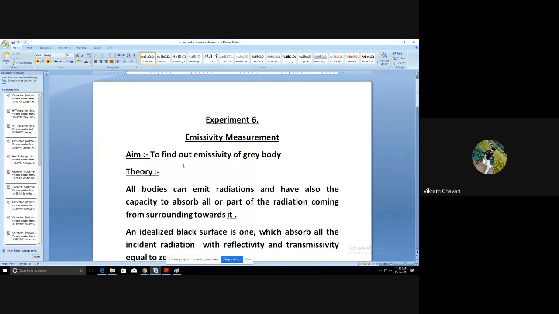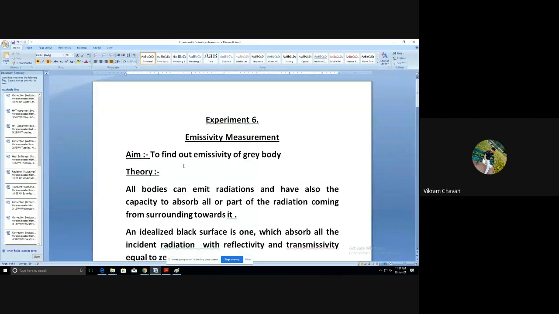Now further, we have also discussed the black body, the body which absorbs all the incident radiation, and which has reflectivity and transmissivity equal to 0. Such a body will be called the black body. In case of a black body, we know that the absorptivity of that body is equal to 1, and according to Kirchhoff's law, the emissivity of a body is equal to the absorptivity of that particular body. So in case of a black body, if the absorptivity is equal to 1, then the emissivity of that body is also equal to 1.